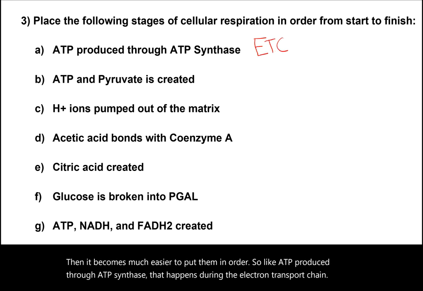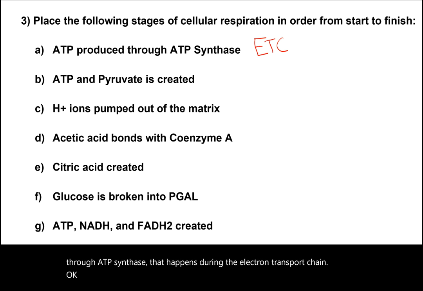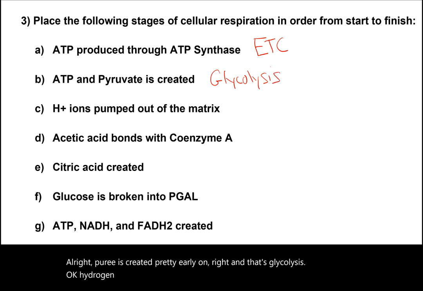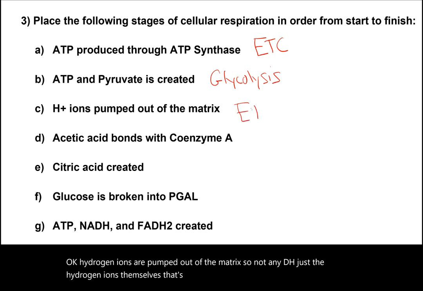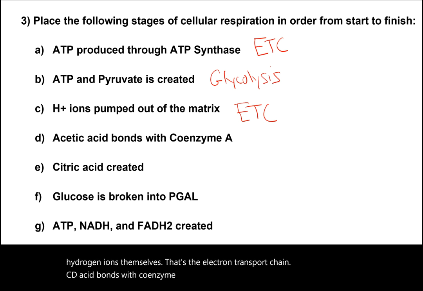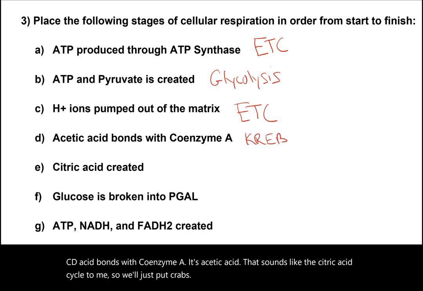Okay. ATP and pyruvate are created. All right, well, pyruvate is created pretty early on, right? And that's glycolysis. Okay, hydrogen ions are pumped out of the matrix. So not NADH, just the hydrogen ions themselves. That's the electron transport chain. Oh, acetic acid bonds with coenzyme A. Well, it's acetic acid. That sounds like the citric acid cycle to me. So we'll just put Krebs. Okay. Citric acid is created. That's also Krebs.